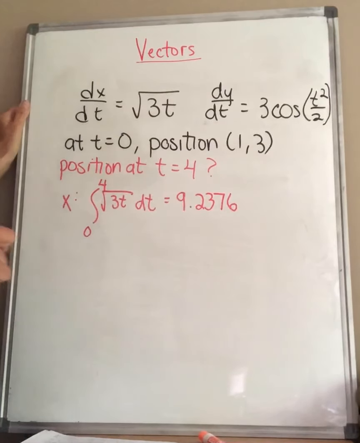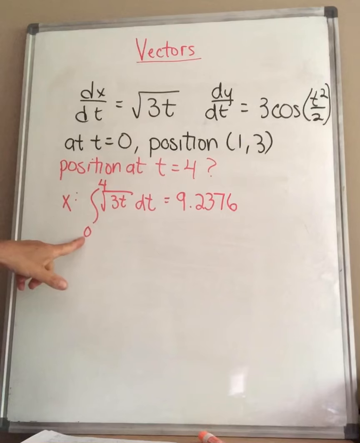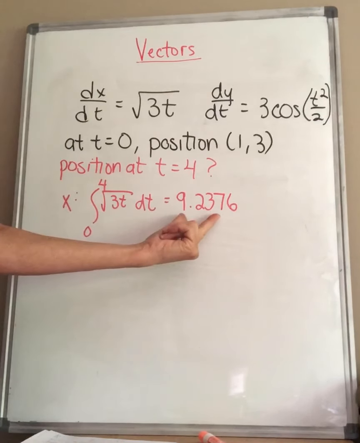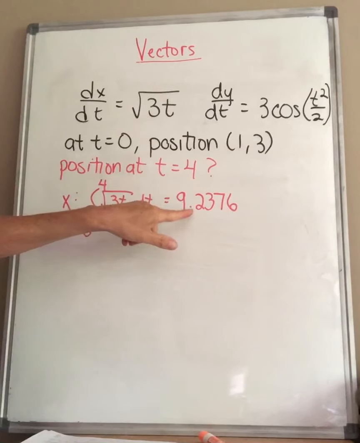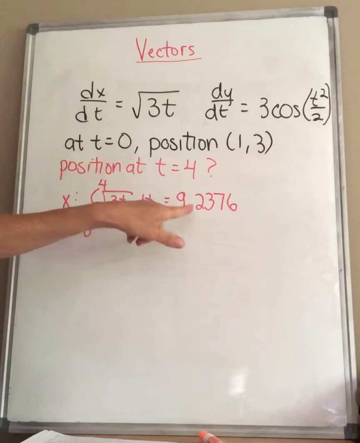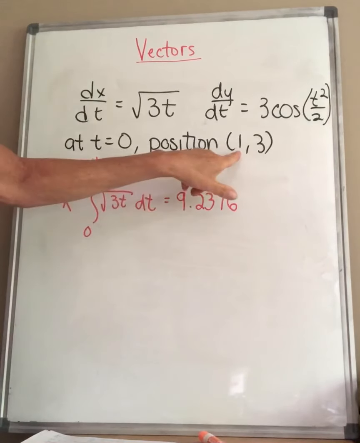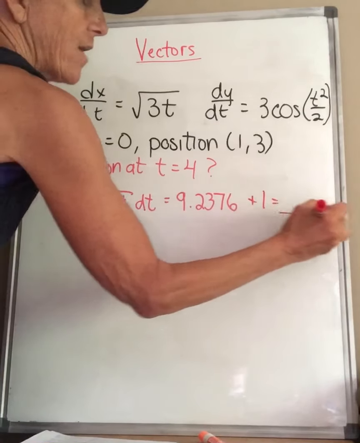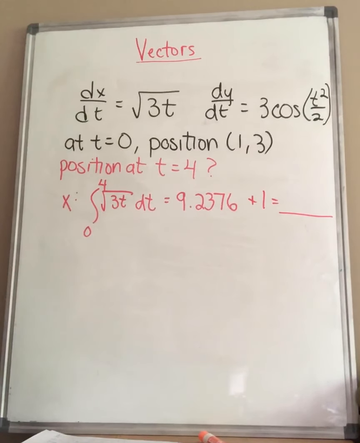9.2376. And what this is telling you is that from time 0 to time 4, our particle moved that many units to the right. I know it's to the right because I'm working with respect to my x-axis, to the right of where it started. It started at position 1, so you're going to add 1 to this and you'll get your new position for x.